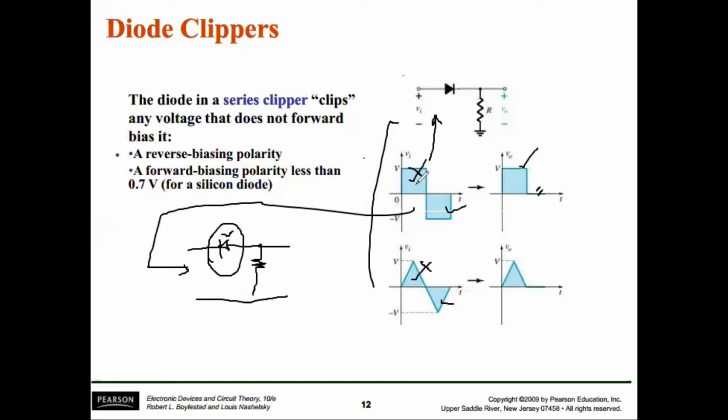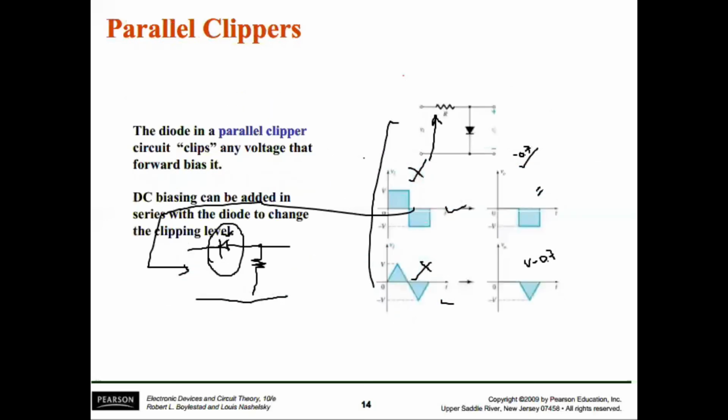If you want to use a silicon diode, then in the output region the value of V naught will be equal to V minus 0.7. If you want to use the real conditions, similarly here this will be equal to V minus 0.7 in the output case, but in the ideal case the values will remain the same. This is the series diode clipper. Let's move to the parallel clippers.